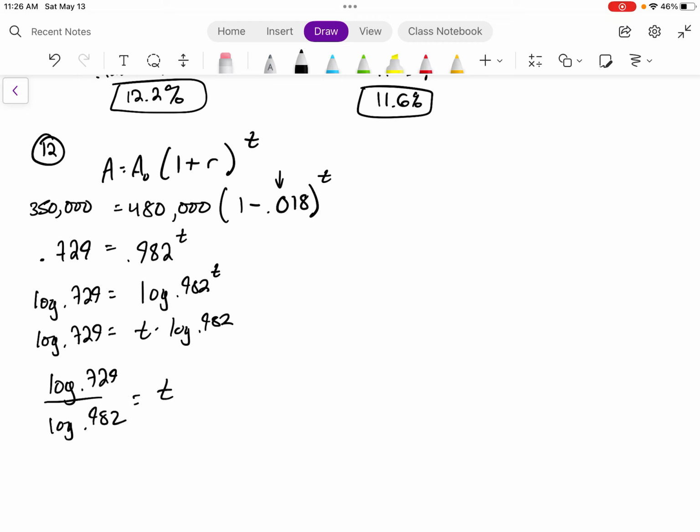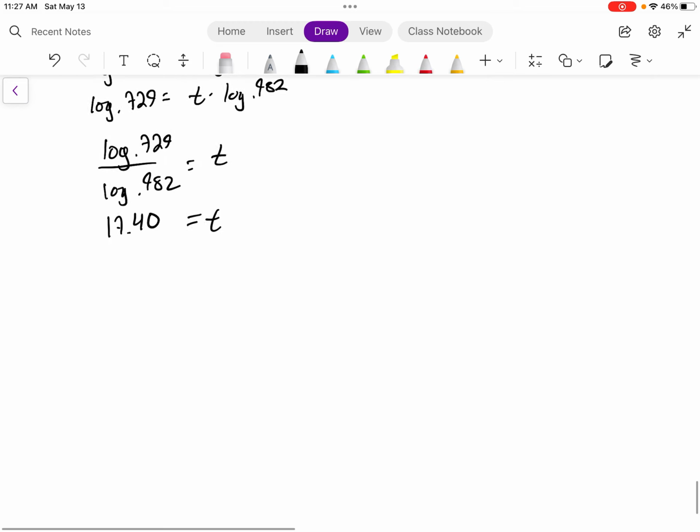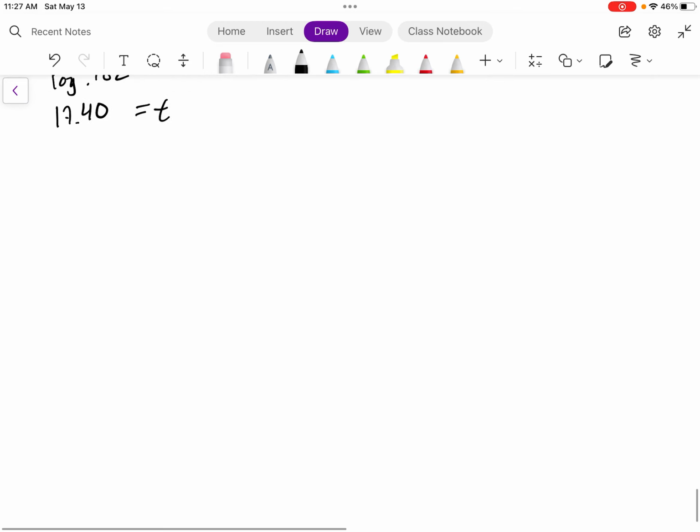That is a calculator exercise where you just punch that into your calculator, and Mr. Perlis is typing that into his computer right now. And I think we're going to get 17.40 years. That's fun. All right.